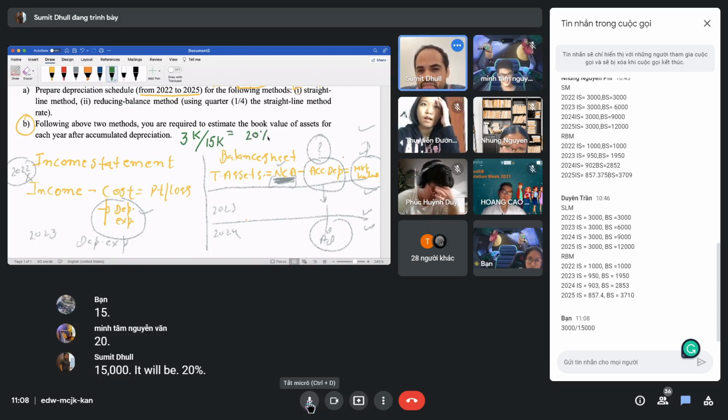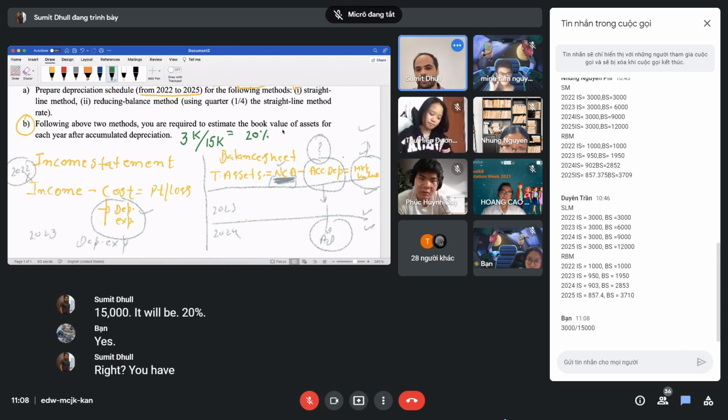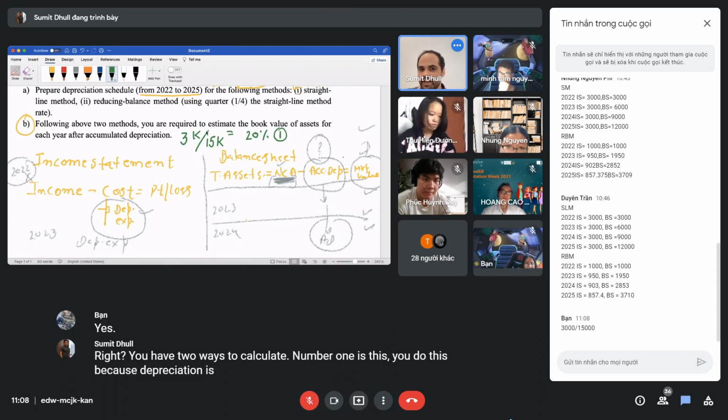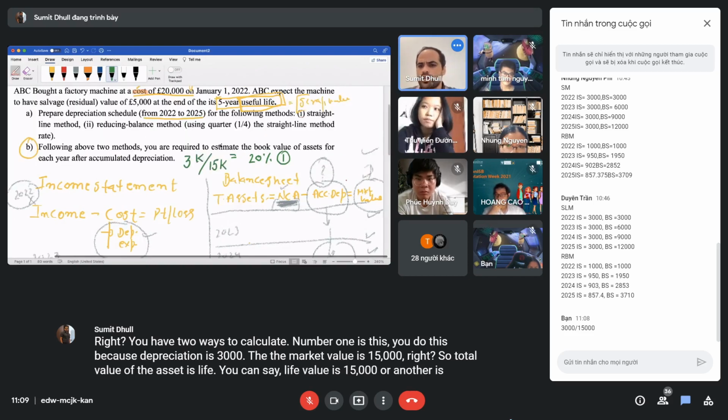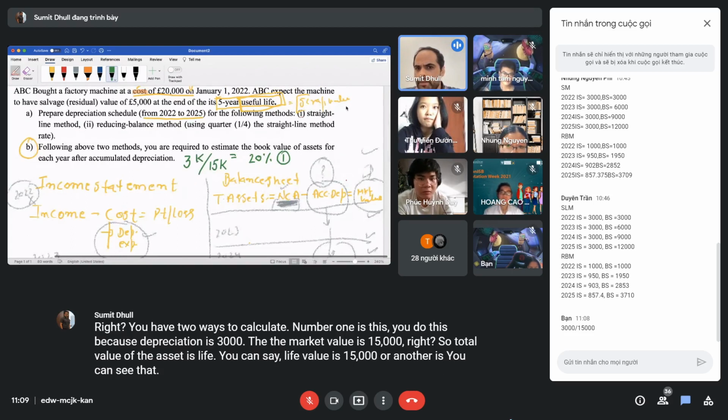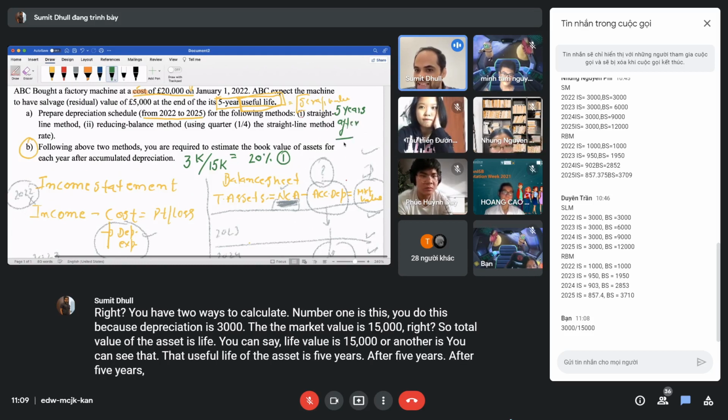So it will be 20%. Right? You have two ways to calculate. Number one is this. You do this because depreciation is 3,000 and the market value is 15,000, right? So you can say the life value is 15,000. Or another is, you can see that the useful life of the asset is 5 years. After 5 years, the value of the asset will be 0.